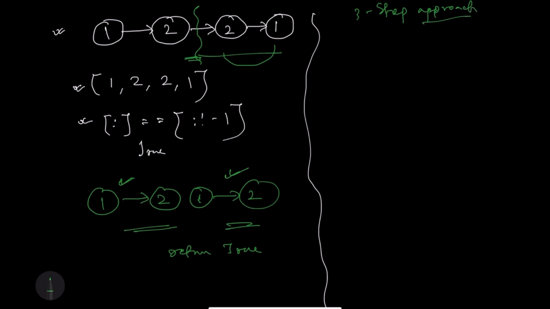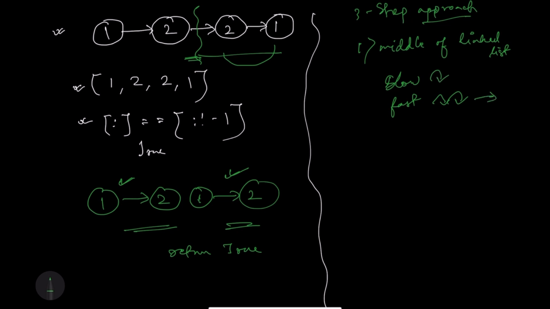in which first we will find the middle of the linked list. And we can do this by using two pointers. One will be slow, another one will be fast. Our fast will move by two places and our slow will move by one place. So when the fast reaches the end of the linked list, then our slow would have just reached the mid of our linked list. So we will find the mid of our linked list.